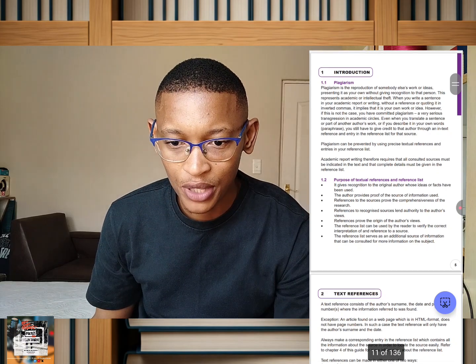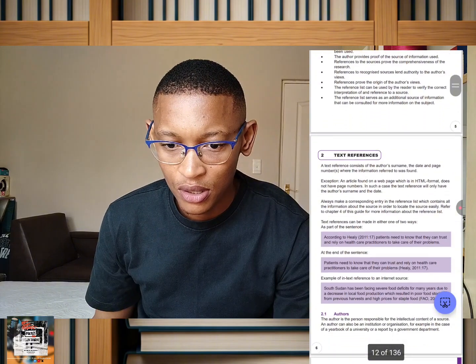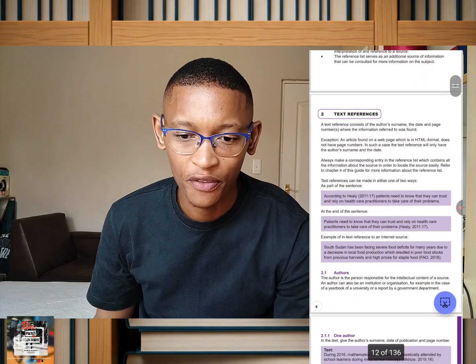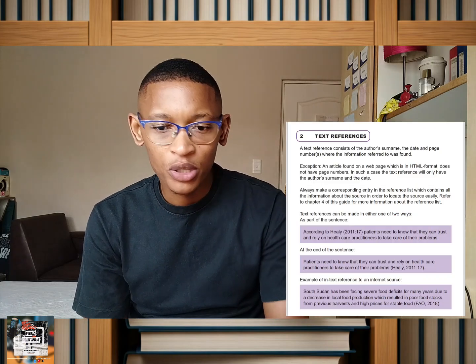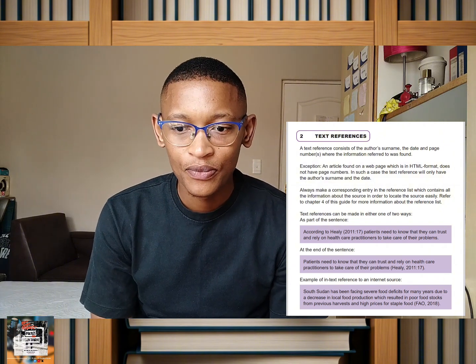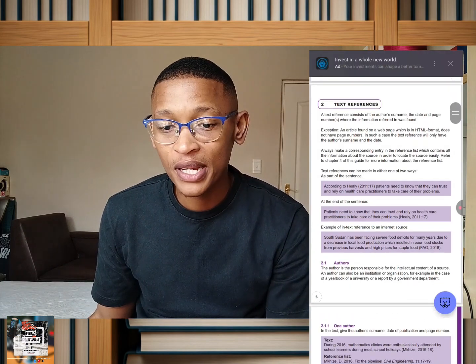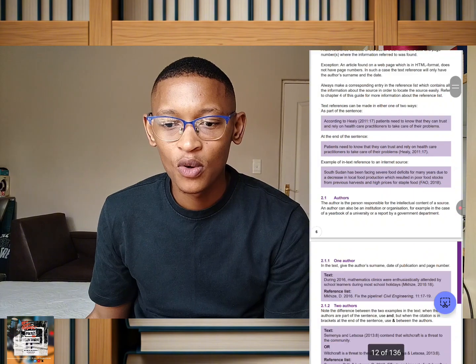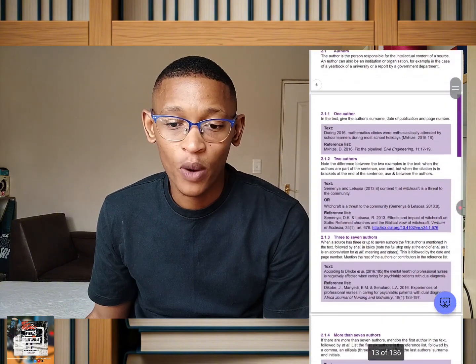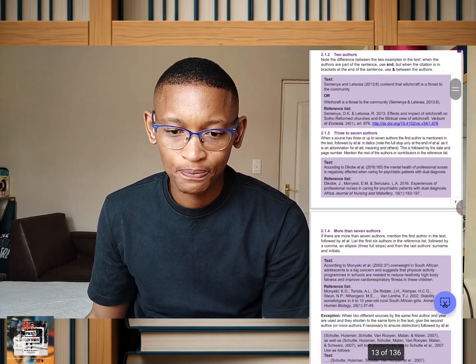As we navigate through the guide, you would see many definitions to help you understand the importance of in-text referencing. As we look at the text references, we would see that a text reference consists of the author's surname, the date, and page numbers where the information referred to was found. They will show you examples of text references where you would find that there's just one author, two authors, or more than that.